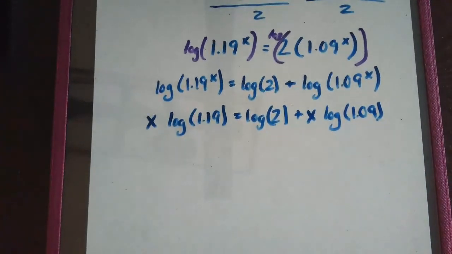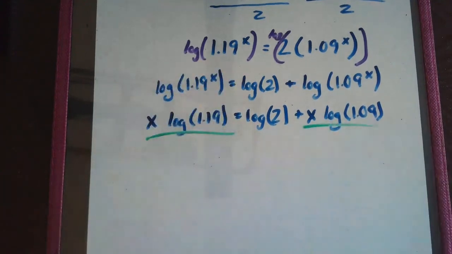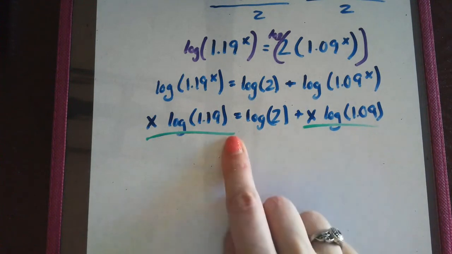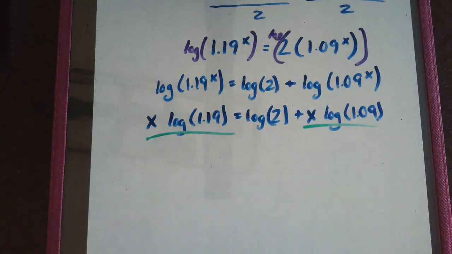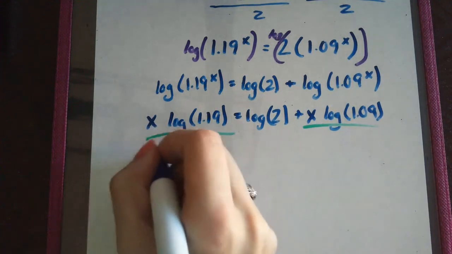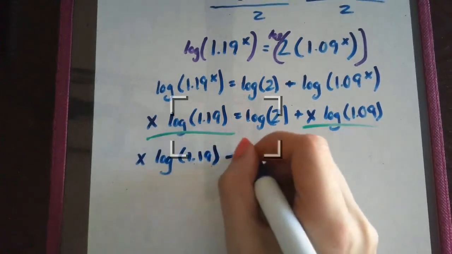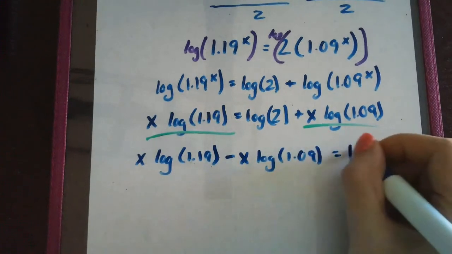Let's keep our end goal in mind. We're trying to solve for x. Right now, this term and this term both have an x, but the other one doesn't. So I'm going to get all of the x's on one side of the equation. So I'm going to subtract this guy over here so that all the x's are on the left and everything without an x is on the right. So that'll give me x times the log of 1.19 minus x times the log of 1.09 is equal to the log of 2.